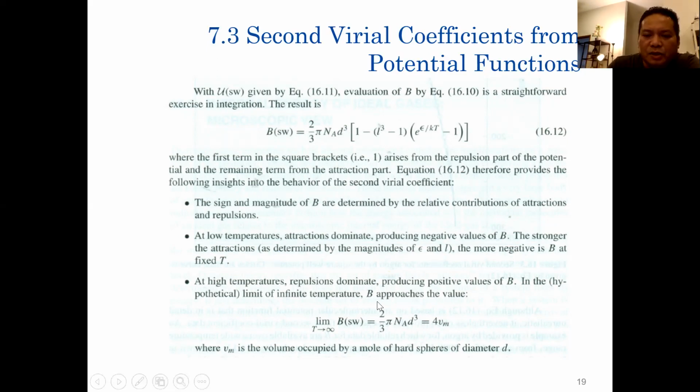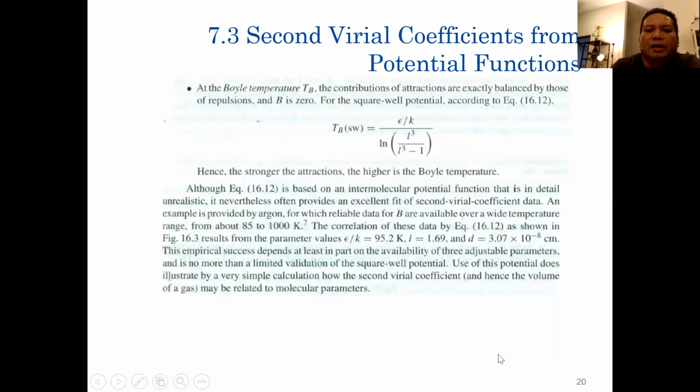So B approaches the value of this limit, which is the V_M here. V_M is the volume occupied by a mole of hard spheres of diameter d. And then at the boyle temperature, the contribution of attraction is exactly balanced by the repulsion, and B is 0 for the square well potential in this equation here. So this is the temperature where there's no net attraction or repulsion.